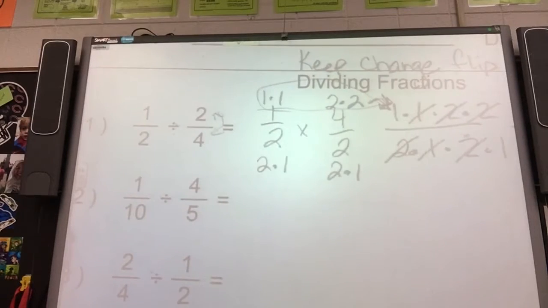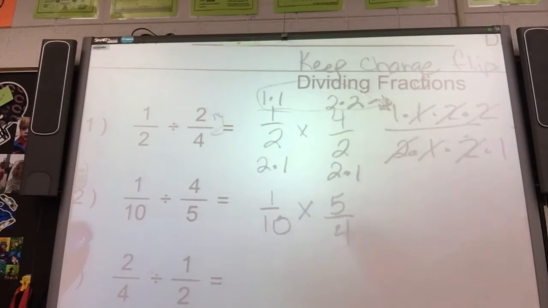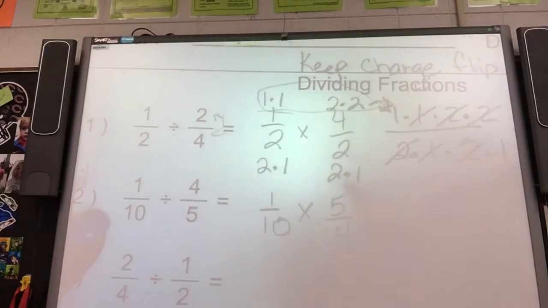Alright, let's try the next one. Keep it. 1/10 we keep. Change it, change the sign. Flip or write the reciprocal of the second fraction, 5/4. Alright. We got 1 times 1. 5 times 1 makes 5. 2 times 5 is 10. And 2 times 2 is 4.